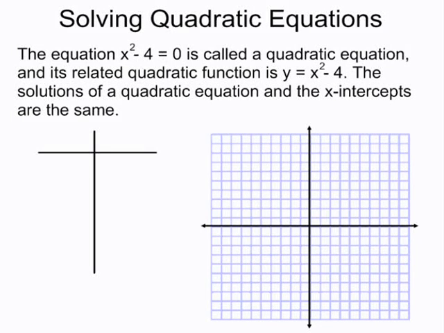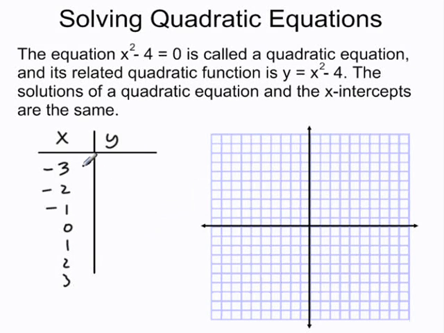And so our first statement here just kind of defines what we're doing today. We've got the equation x squared minus 4 is equal to 0, which we call a quadratic equation, and its related quadratic function is y equals x squared minus 4. The solutions of a quadratic equation and the x-intercepts are the same. So if we were going to graph our quadratic equation, we could draw a t-chart where we use our x values of -3, -2, -1, 0, 1, 2, 3.